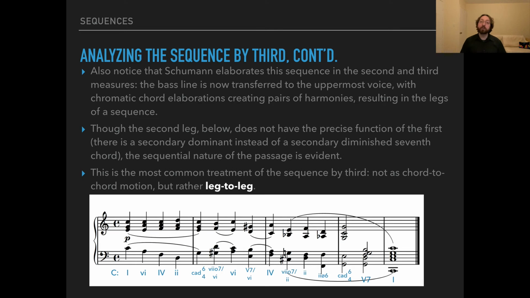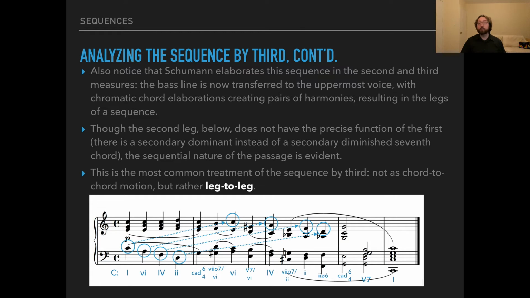We should also notice that Schumann elaborates this sequence in the second and third measures. Here, the bass line from the first measure is transferred to the uppermost voice, the C in the bass on the first beat to the C in the uppermost voice on the third beat of the second measure, the A to the downbeat of the third measure, the F to the third beat of the third measure, and the D to the fourth beat of the third measure.